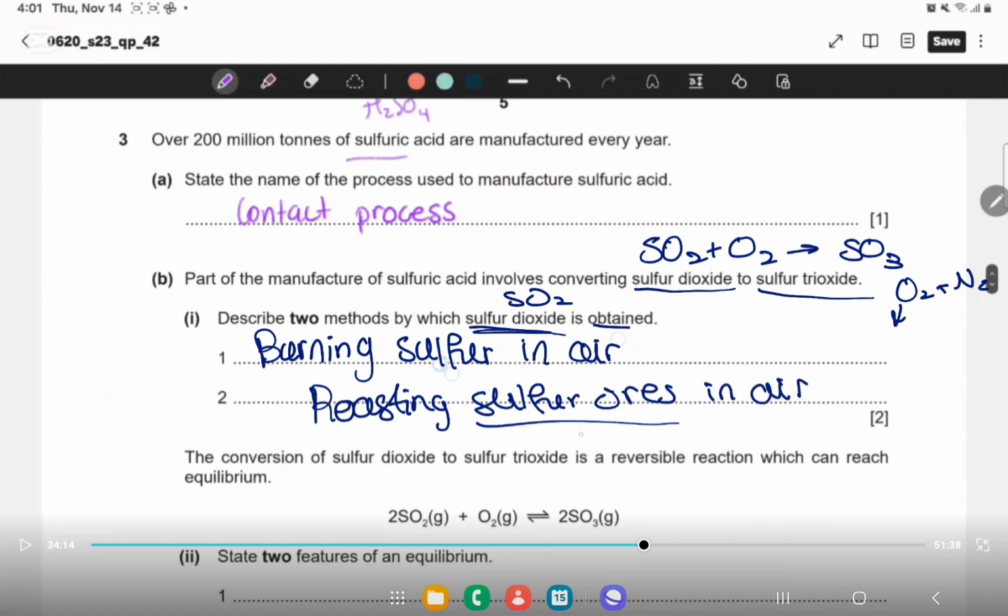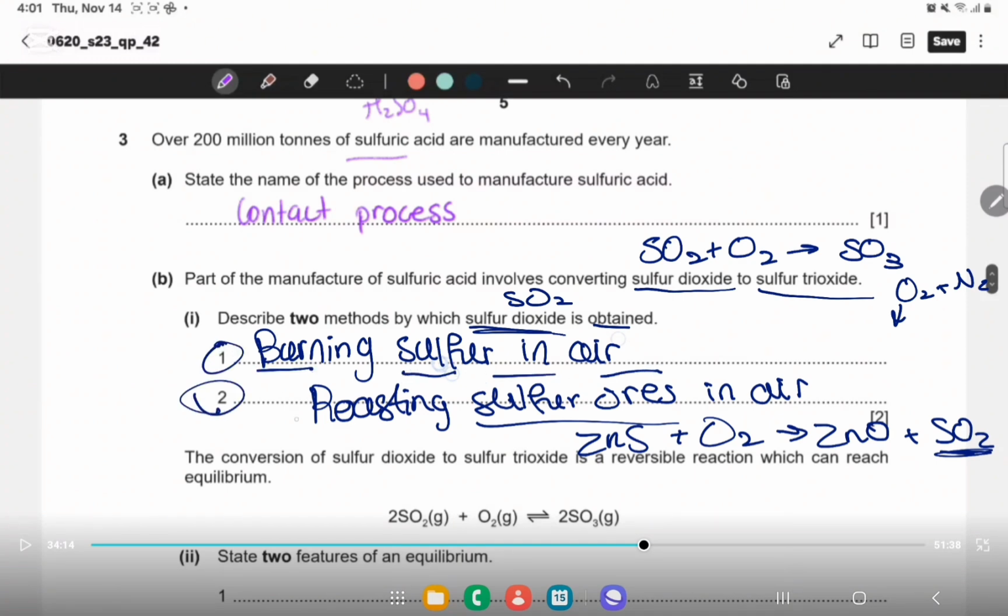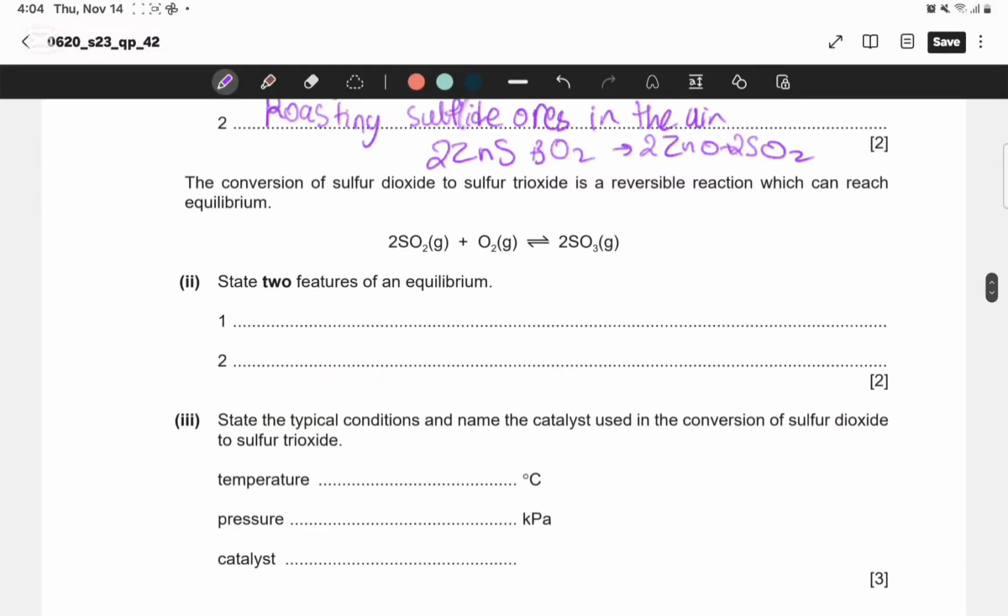So sulfur ores, like ZnS, when you roast them with oxygen, you get ZnO and SO2. Okay, so that's another way to get SO2. So the first method is burning sulfur in air, and the second method is roasting sulfur ores in air.